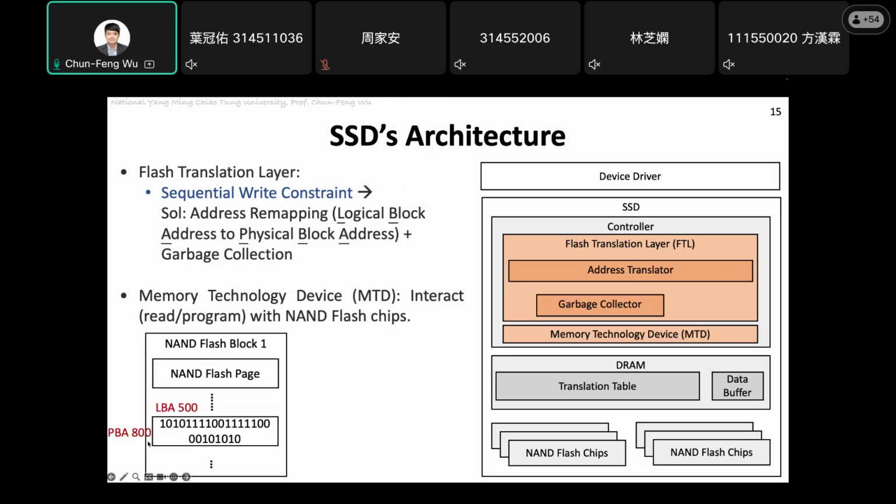The physical block address is like a physical address. This is a stepping number for the NAND cells. From the SSD perspective, it always sees PBA 800 as being here. The logical block address is not for the SSD actually. LBA is for the user, for the application. So the application can only see the LBA.